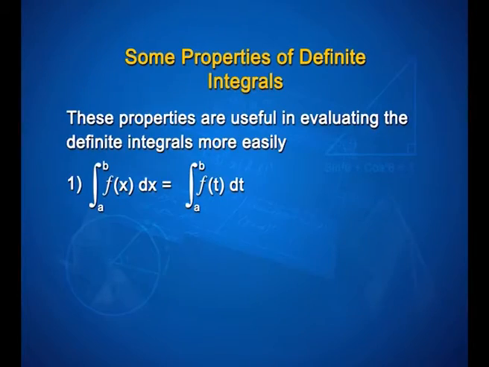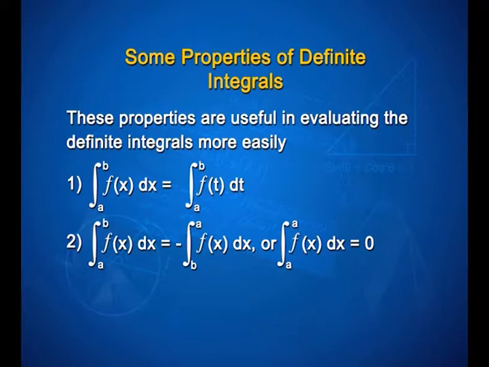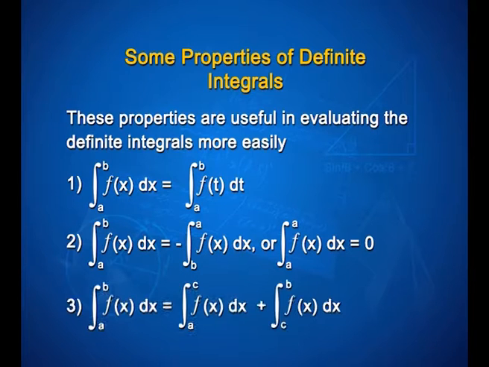These properties are useful in evaluating the definite integrals more easily. First property, integral a to b f of x dx is equal to integral a to b f of t dt. Second property is integral a to b f of x dx is equal to minus of integral b to a f of x dx, or integral a to a f of x dx is equal to 0. Third property says integral a to b f of x dx is equal to integral a to c f of x dx plus integral c to b f of x dx.